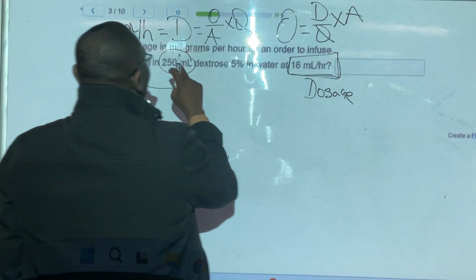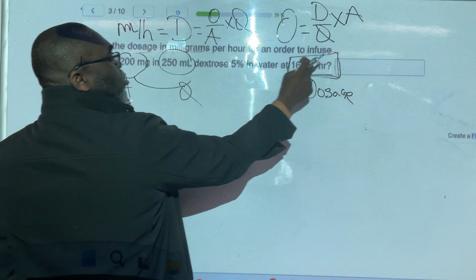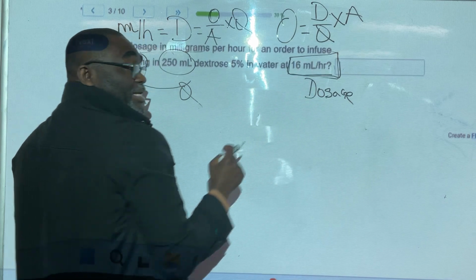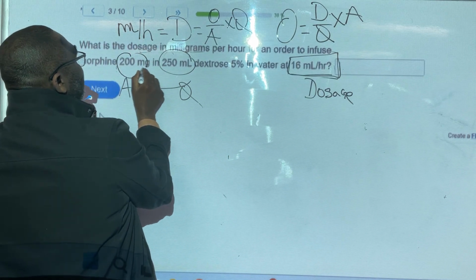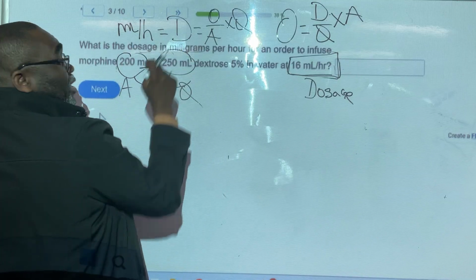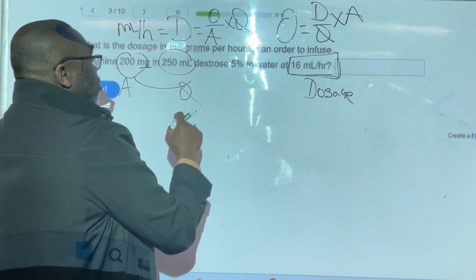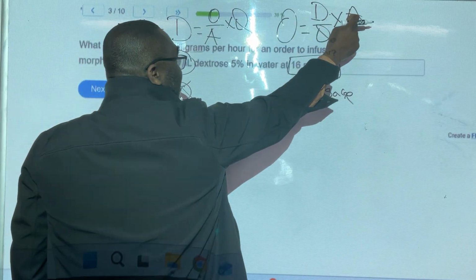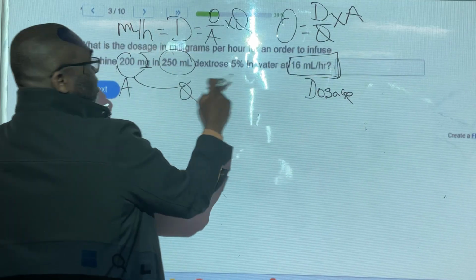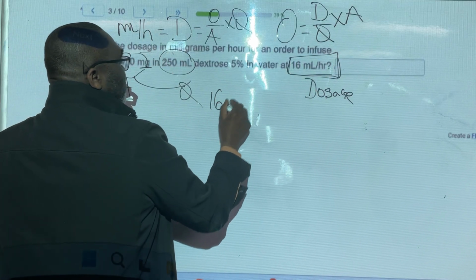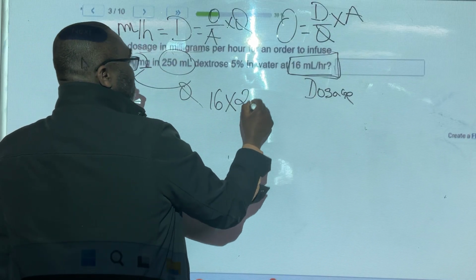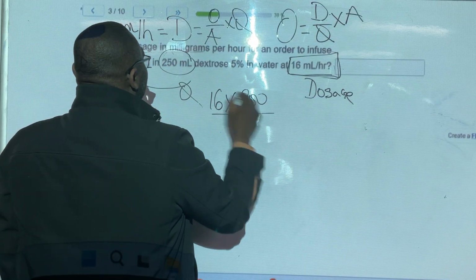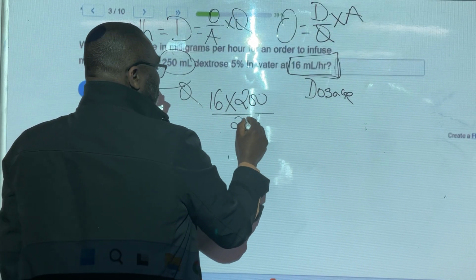Now, because we are looking at milligram per hour, you have to make sure that one is per hour as well. Make sure that your available is also in what we are looking for. So here, we're going to do dosage, times available, divided by quantity. So your dosage is 16, multiplied by available, which is 200 milligram, and divided by quantity, which is 250.